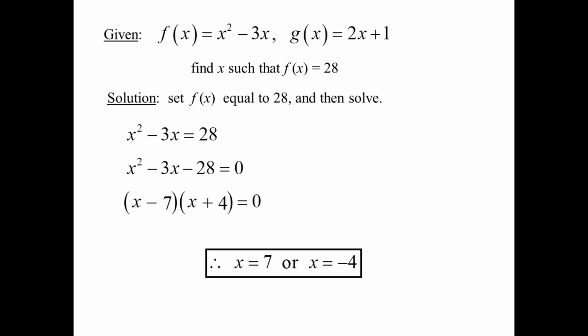So we can now conclude that x equals 7 or x equals negative 4. And we have found x's such that f of x equals 28 when x equals 7 or x equals minus 4.